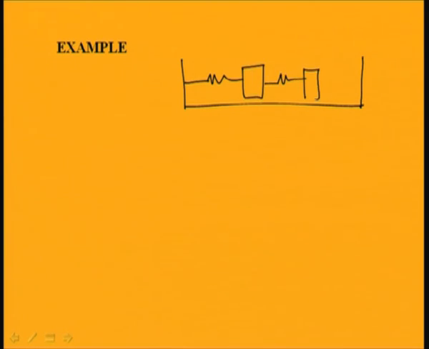So, let us take a simple example. Let us take this spring mass system. Let us take 3 springs and 2 masses. So, it is supported by some roller, and this is K1, K2 and K3. This is M1 and M2. For simplicity, let us take this M1 equal to M2 equal to M.